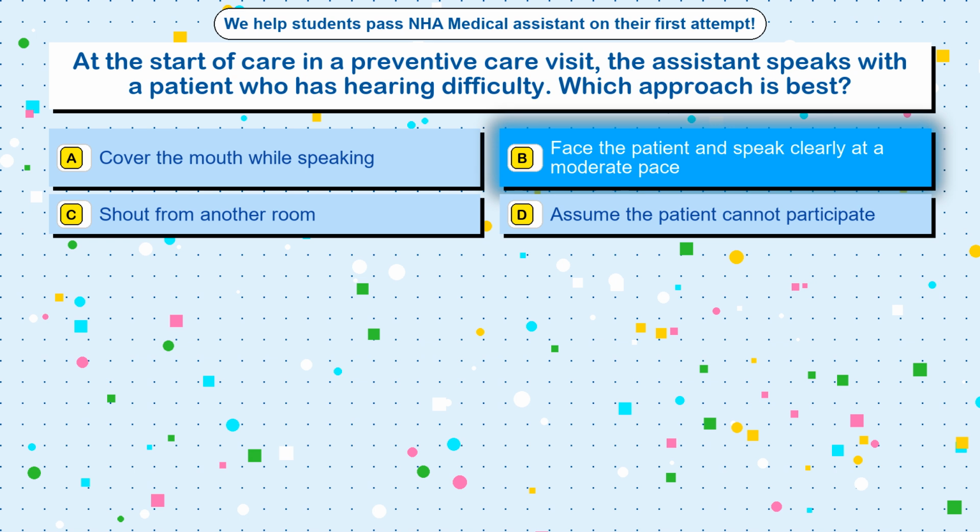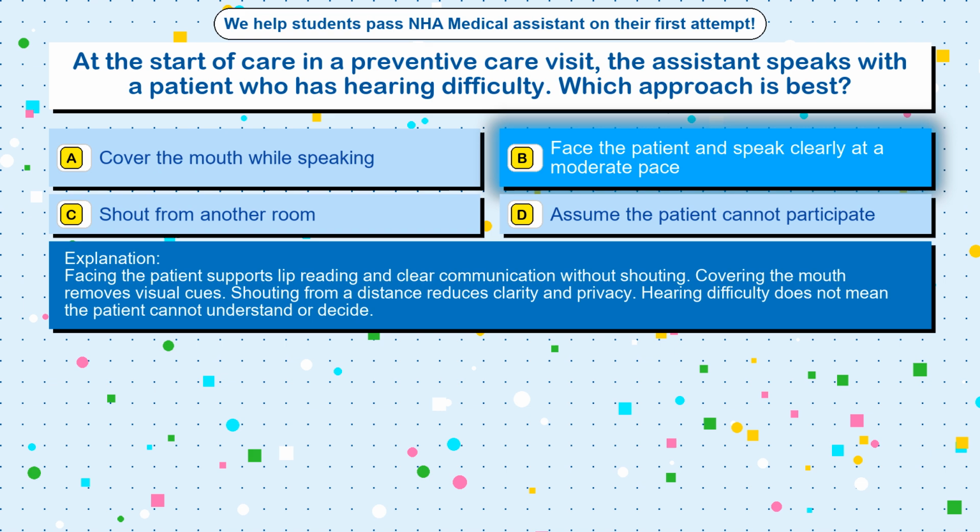Face the patient and speak clearly at a moderate pace. Facing the patient supports lip reading and clear communication without shouting. Covering the mouth removes visual cues. Shouting from a distance reduces clarity and privacy. Hearing difficulty does not mean the patient cannot understand or decide.